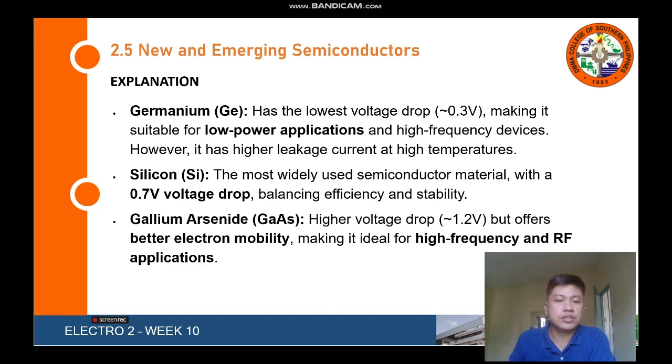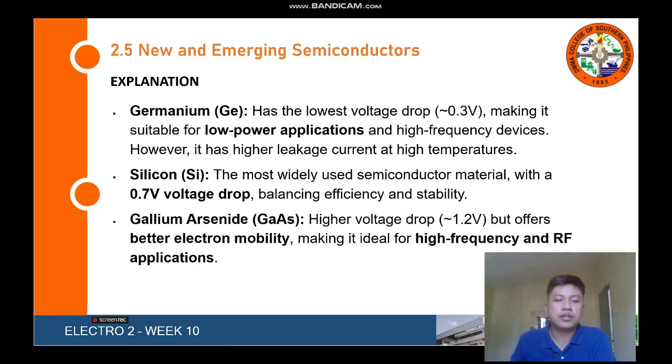Let's take a look at silicon. So silicon is the most widely used semiconductor material with a 0.7 volts voltage drop, balancing efficiency and stability. So it's not germanium, but rather it's silicon.